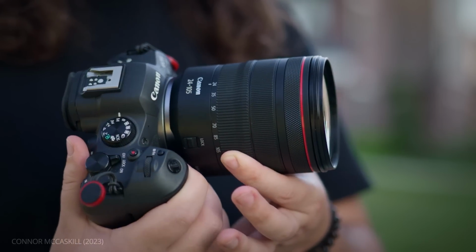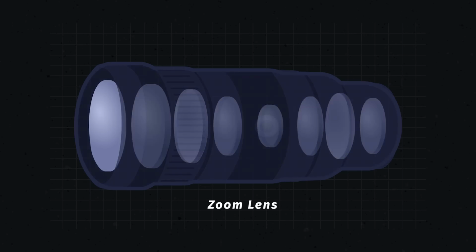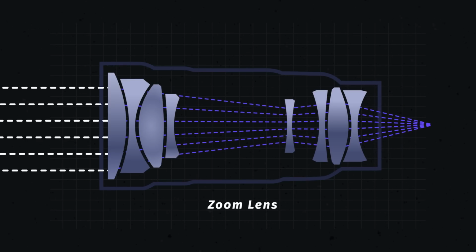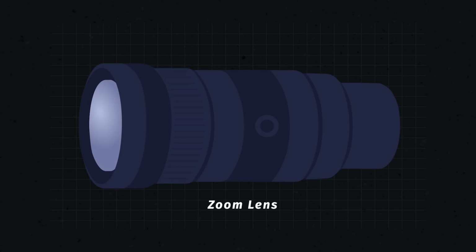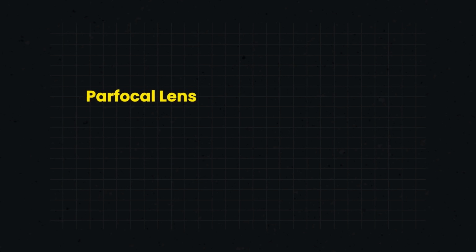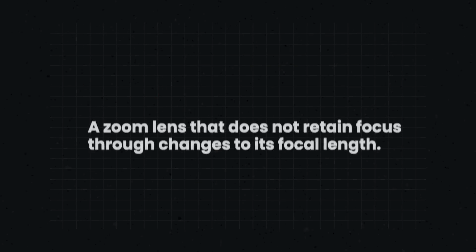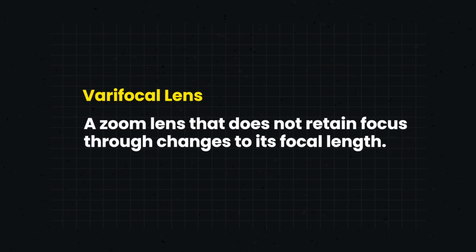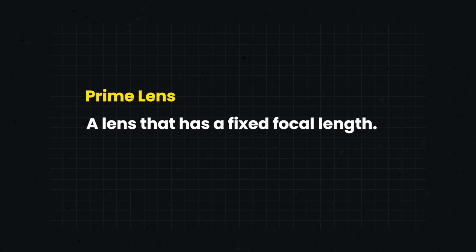Zoom lenses can look very different depending on the length and model. But generally, they consist of multiple lenses, some of which are fixed and some of which slide within the casing. Most zoom lenses are parfocal, meaning they maintain focus as the focal length changes. A zoom lens that does not retain focus through changes to its focal length is referred to as a varifocal. Zoom lenses can be contrasted with primes, which are lenses that have a fixed focal length.